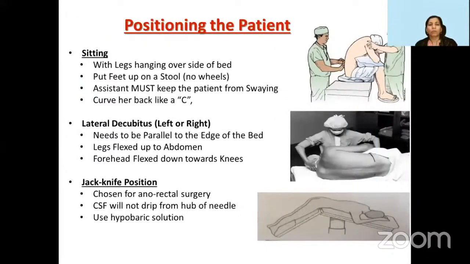The two most common positions are sitting and the lateral decubitus position. The assistant must keep the patient from swaying and curve the back of the patient like a C so that the intervertebral spaces are opened up. In the lateral decubitus position, the back needs to be parallel to the edge of the bed and the legs are flexed up to the abdomen.